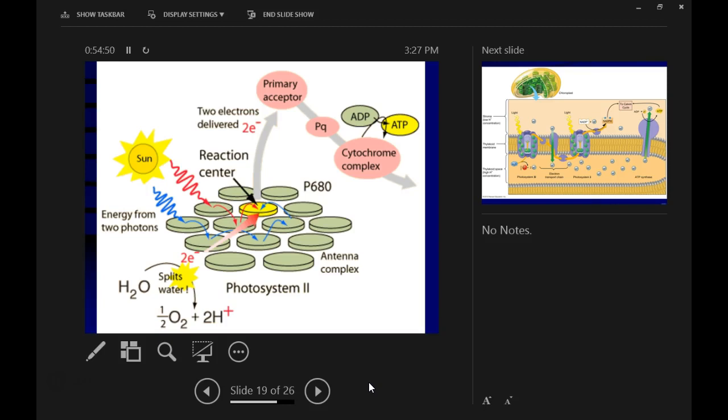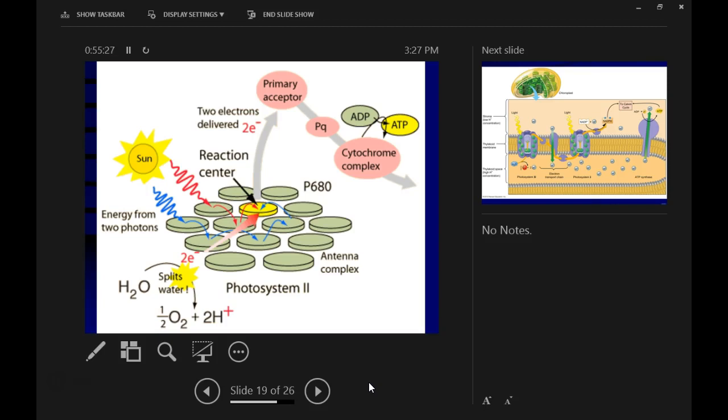So, those electrons bounce and they arrive at our reaction center. That reaction center, as you know, has two chlorophyll pigment molecules. Those electrons get boosted to a higher energy level, and then just like in photosystem I, they get stolen by a primary electron acceptor, and there it is.